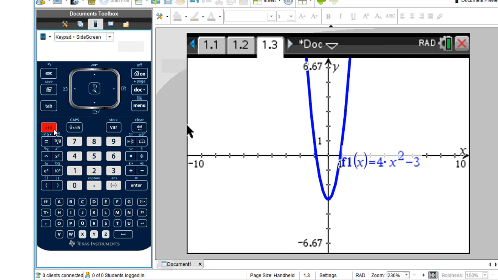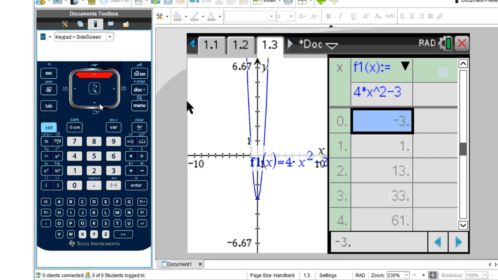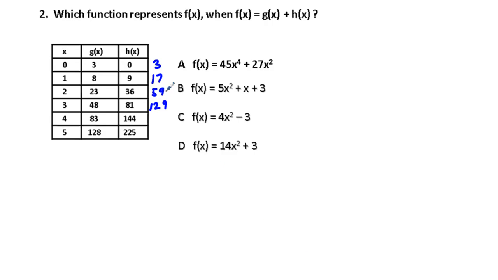Control T. And we get here -3, 1, 13. And we look at this. No, we're supposed to get 3, 17. So let's try answer choice B.